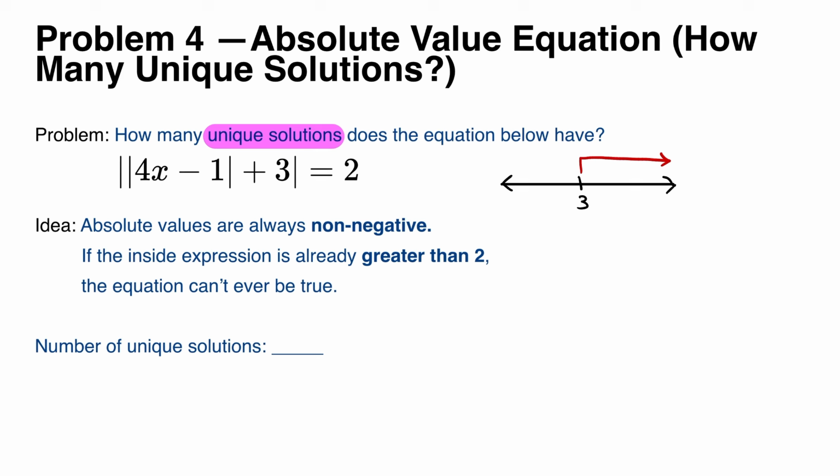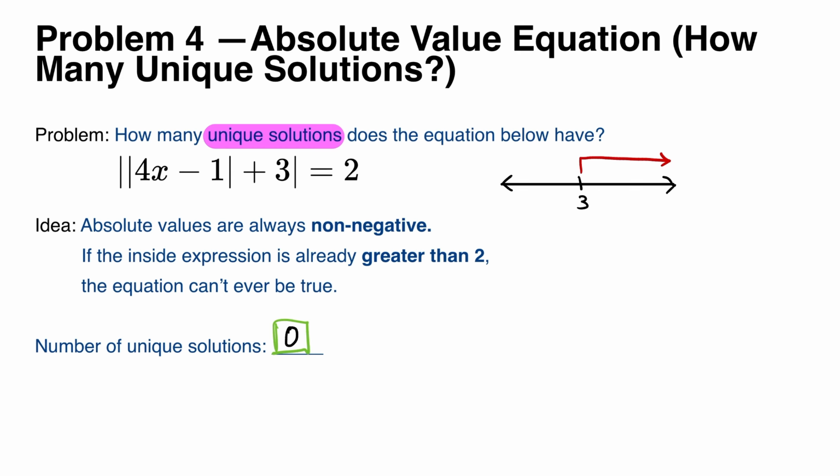That means there's no number we can plug in for x to make this true. What does this mean? It means the equation has no solutions. And our final answer for number of unique solutions is 0. Final answer.